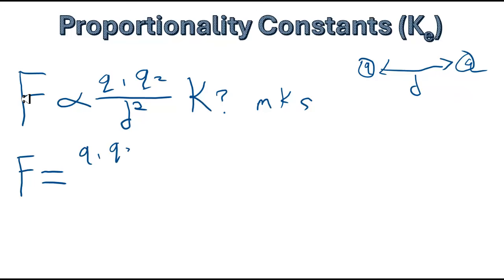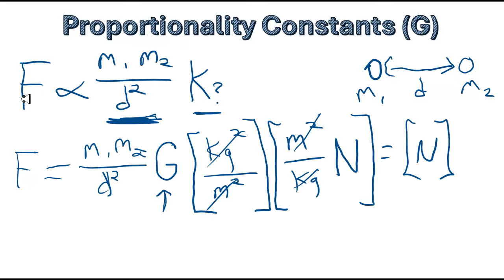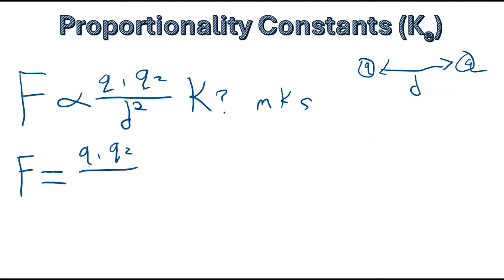Okay, so once it's calibrated, we can write force is equal to Q1, Q2 divided by the distance squared times the Coulomb constant, which is often written like this. Now we're going to write the units for the variable. The unit of charge is the Coulomb.